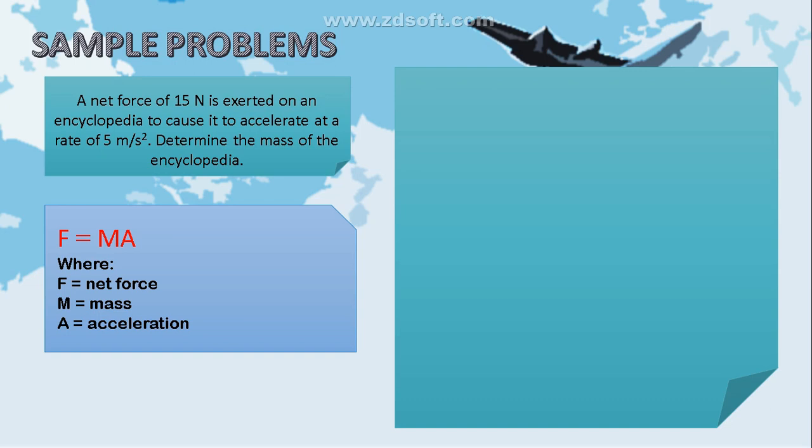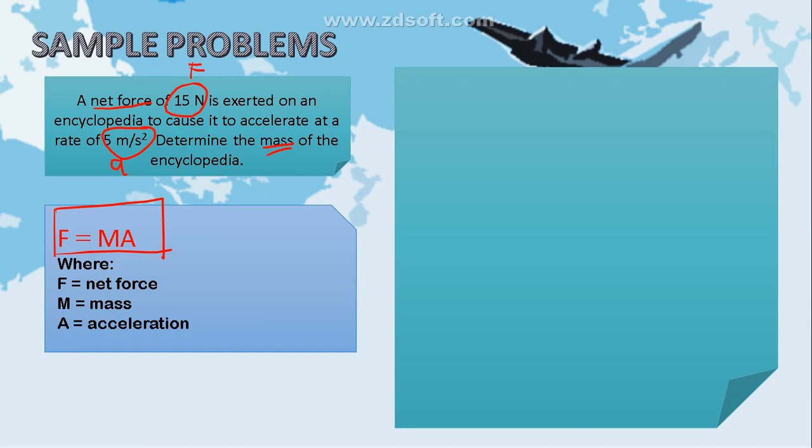So again, just label the given. We have 15 newtons. So this is a net force. So this is F. Exerted on an encyclopedia to cause it to accelerate at a rate of 5 meters per second squared. So this is your acceleration. And now, we're going to look for the mass. Okay. So, kahit mass na yung hinahanap, we are still going to use the same formula, which is force is equal to mass times acceleration. So, i-derive lang natin from there yung magiging formula natin to determine the mass.